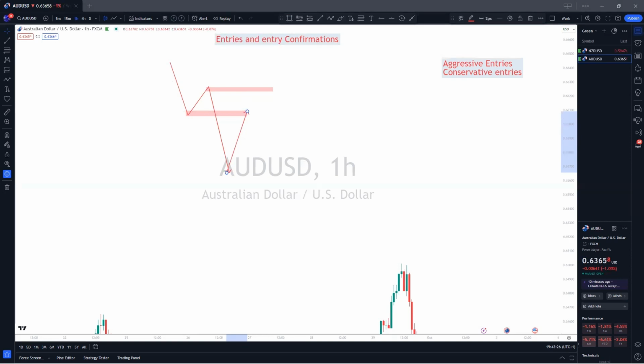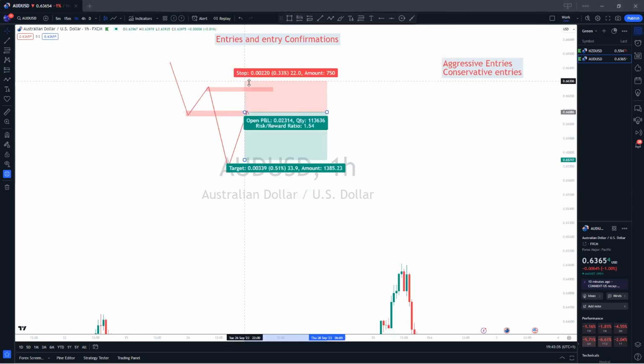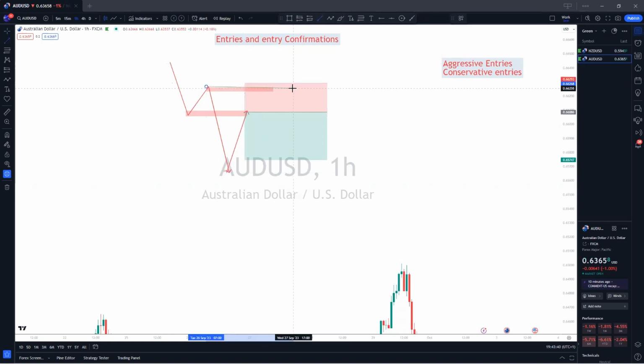So let's say I execute my trade here. My entry is here, and my stop loss is going to be a few pips above that lower high, this level here. Why is my stop loss a few pips above it? That's because that area is where, once price reaches it, this whole sell is going to be invalidated.